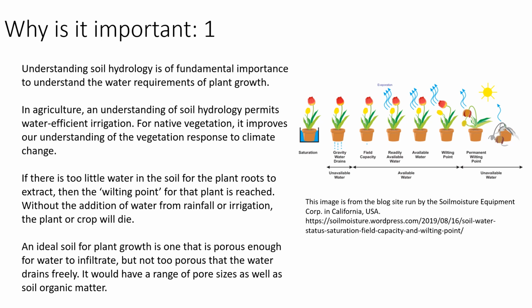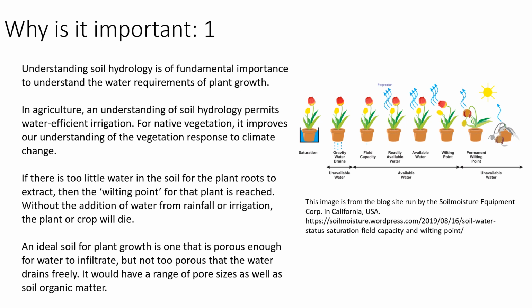So that's why understanding soil hydrology is of fundamental importance. If you need to understand how to manage plant growth, that could be a crop, but it could also be a pot plant in your house or apartment. In agriculture, an understanding of soil hydrology permits water efficient irrigation. You don't want to over-irrigate and waste our water resource. For native vegetation, if we understand soil hydrology, it improves our understanding of how that vegetation might respond to things such as climate change.